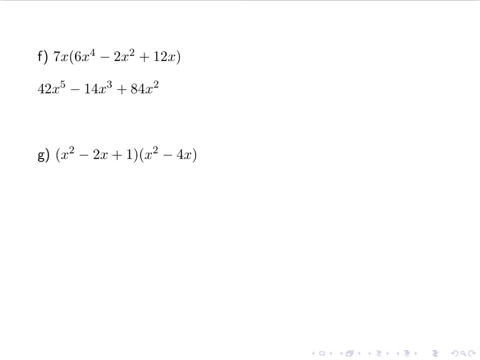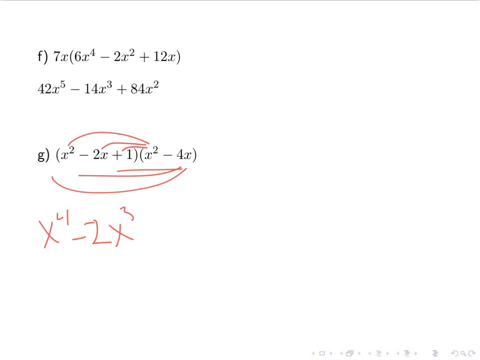The last two that we're going to look at are not quite the same things. We had a monomial times a polynomial, then we had a binomial times a binomial. So we're going to do just a little bit of introduction into higher order ones. So we have a trinomial times a binomial. What we're going to do here is distribute the x squared, and then distribute the negative 4x. If I distribute just the x squared, I end up with x to the 4th minus 2x cubed plus x squared.